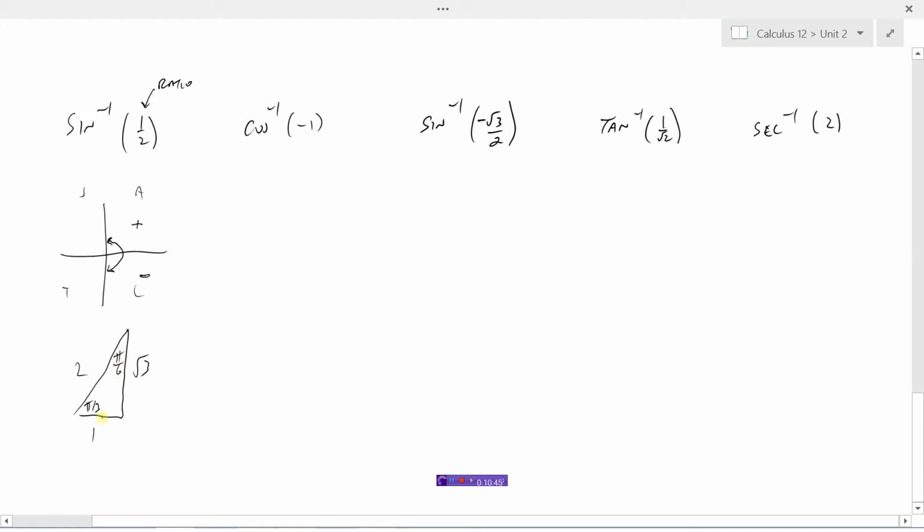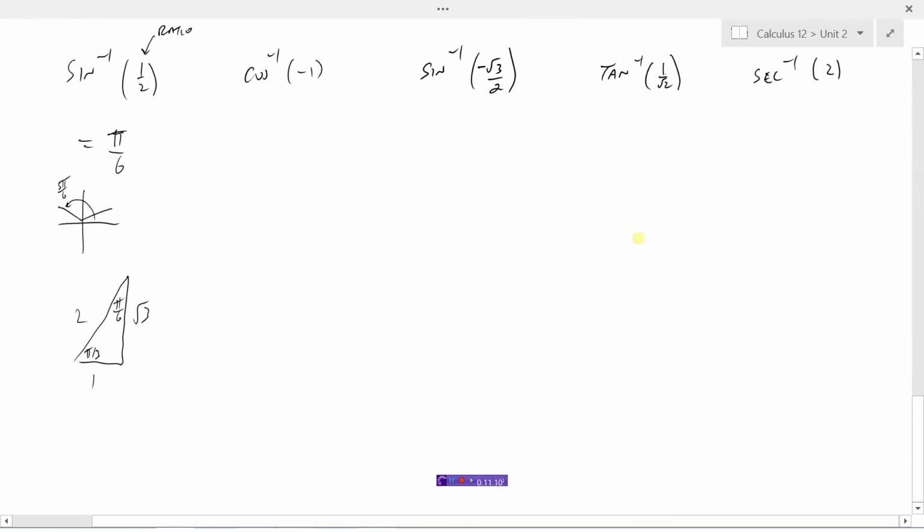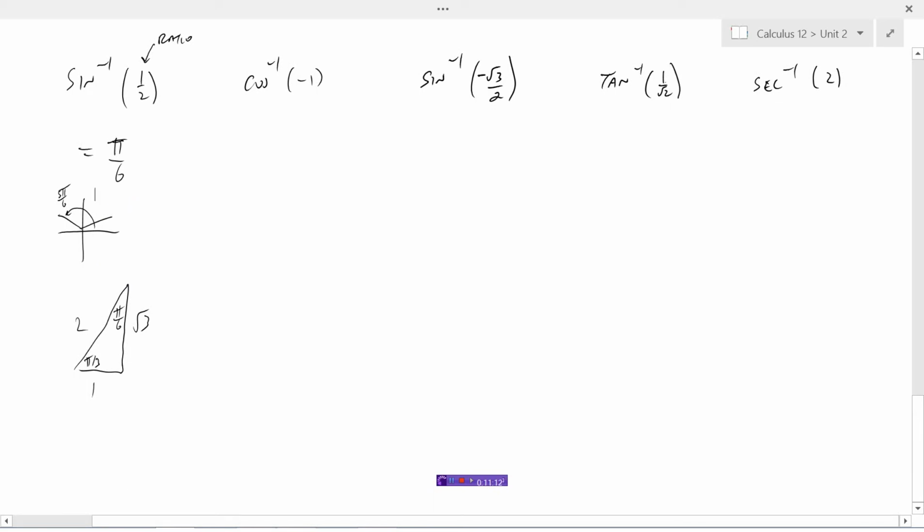The sine of pi over 6 is 1/2. So the inverse sine of 1/2 would be pi over 6. It's true that there is another angle over here, which is 5 pi over 6. That's true as well. But 5 pi over 6 is not in the domain of this inverse sine function. So pi over 6 would be our angle there.